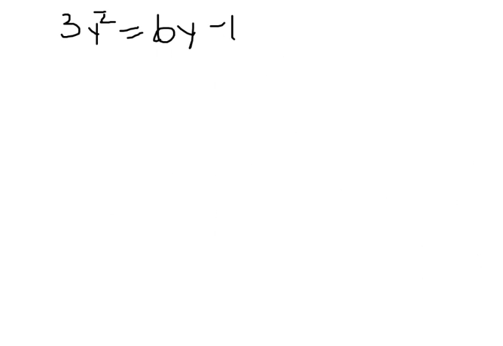Let's try another. What if I have 3y squared equals 6y minus 1? Well, I want to get it in standard form, so I need to move this 6y and this negative 1 to the other side. So I get 3y squared minus 6y plus 1 equals 0. Now my a is 3, my b is negative 6, and my c is 1.